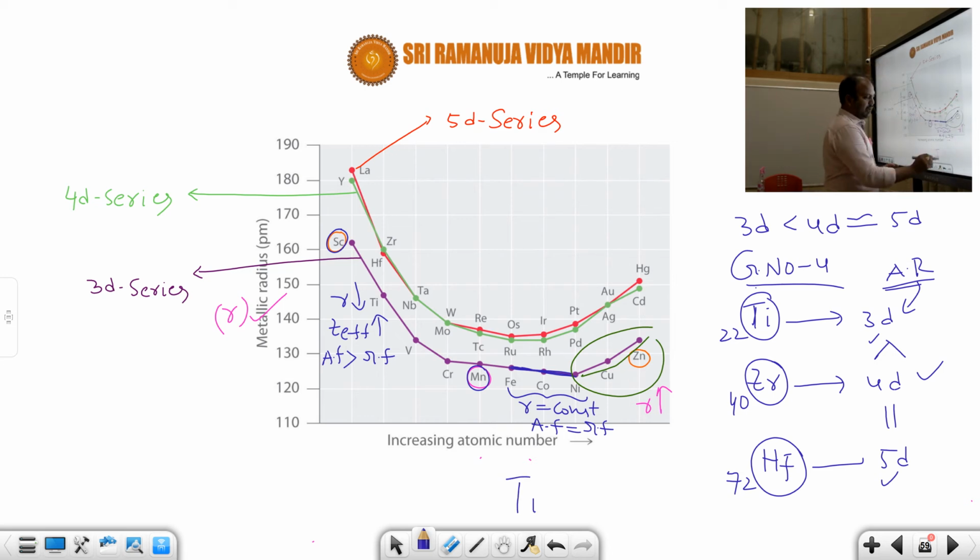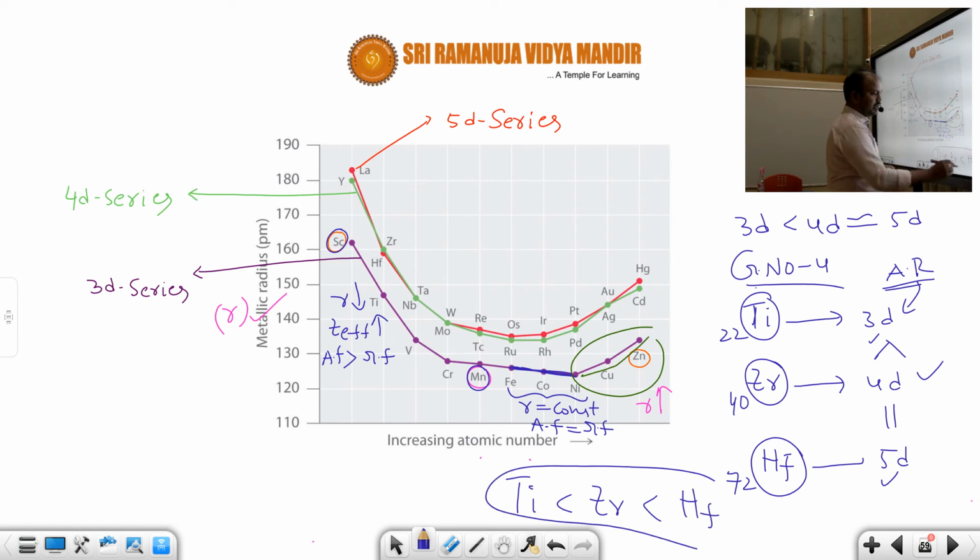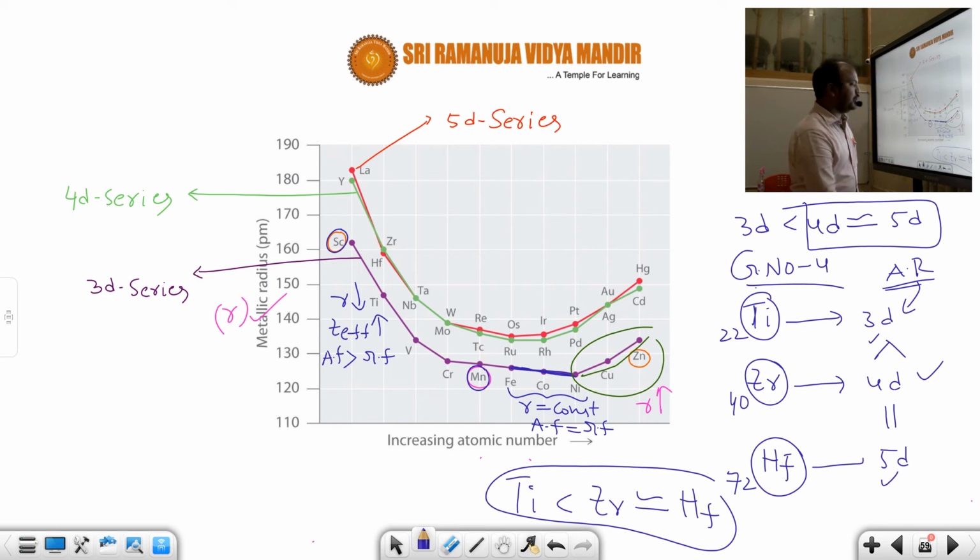Compared with titanium, a 3D series element, zirconium, a 4D series element, has a larger atomic radius. We expected that compared with zirconium, hafnium would have a larger atomic radius, because the orbit number increases and so the atomic radius increases. But what is the experimental evidence? Zirconium and hafnium both have a similar atomic radius. That means 4D and 5D series elements of the D block have almost similar atomic radius.